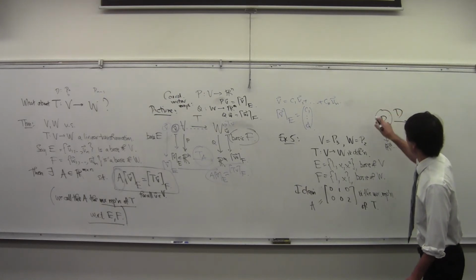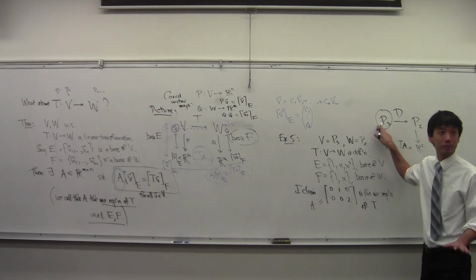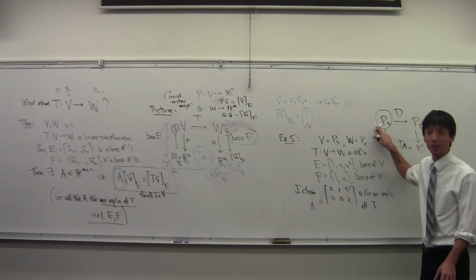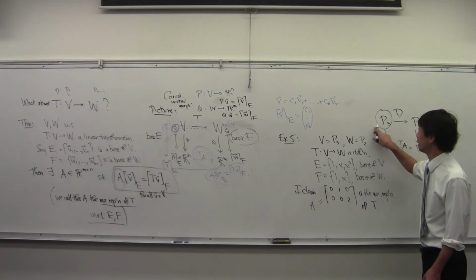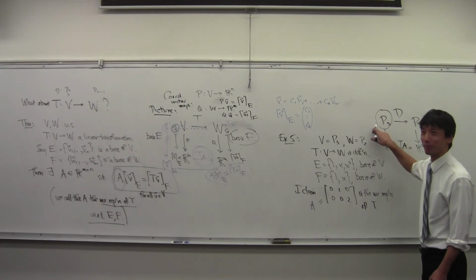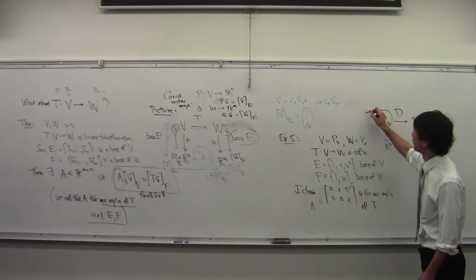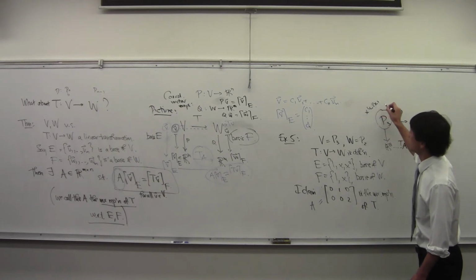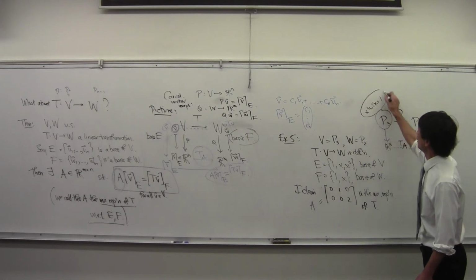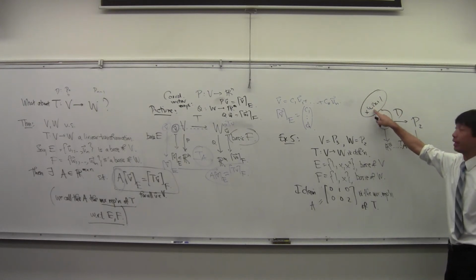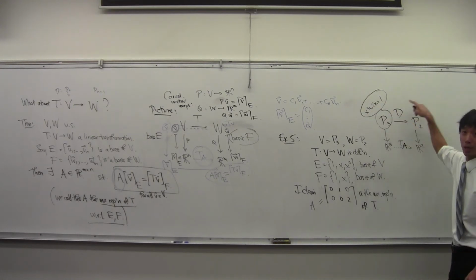Somebody give me a polynomial in P3. Anybody? Zian. Give me a polynomial in P3, please. X squared plus 2x plus 1. Okay, great. So let's take that guy and go this way, across and down.